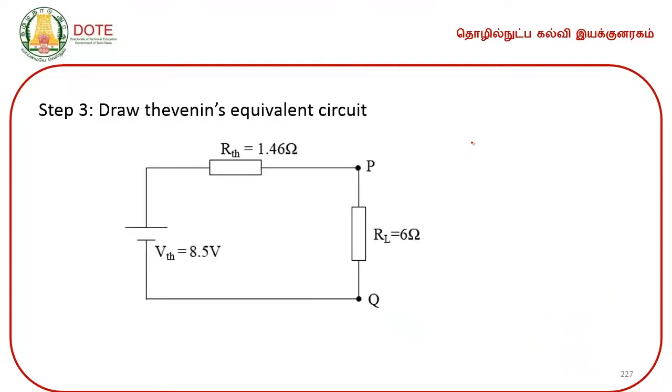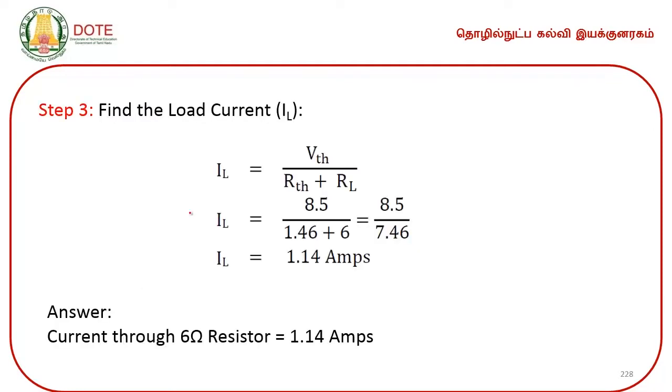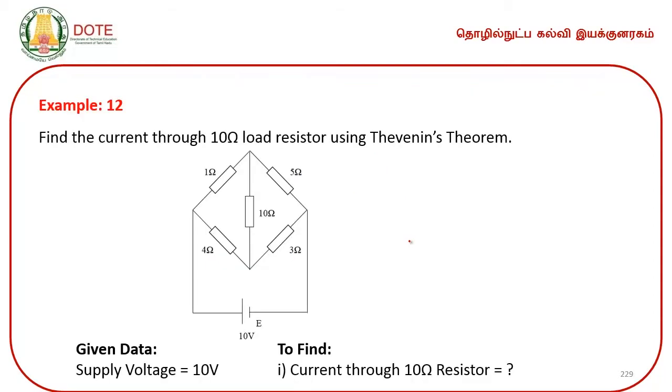And finally, with the parameters of RTH and VTH, we can arrive at Thevenin's equivalent circuit. Then load current is found out, VTH divided by RTH plus RL, which is 1.14 amperes. The current through the 6 ohm resistor is equal to 1.14 amperes. Now, we will switch on to a slightly more complex problem, which has got 3 loops, or we call it a Wheatstone bridge. This is called a Wheatstone bridge.